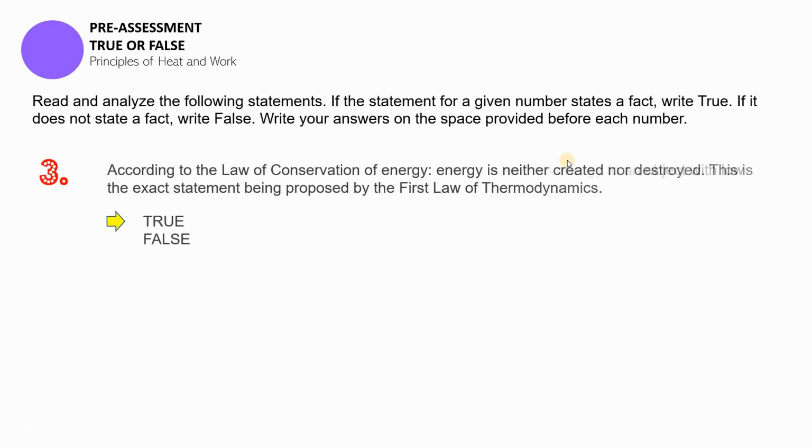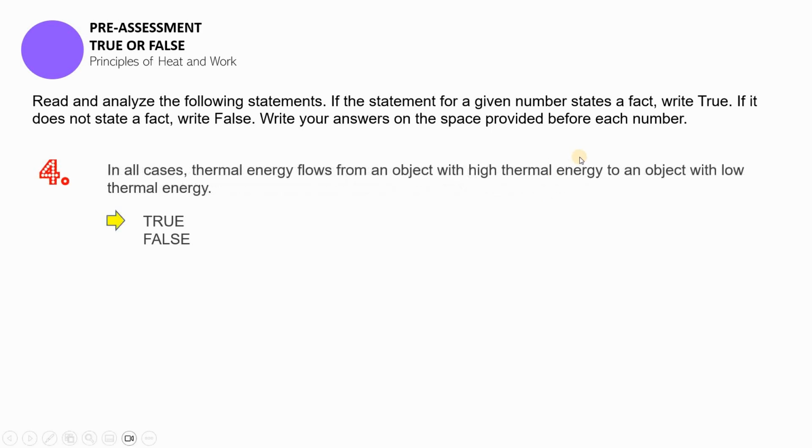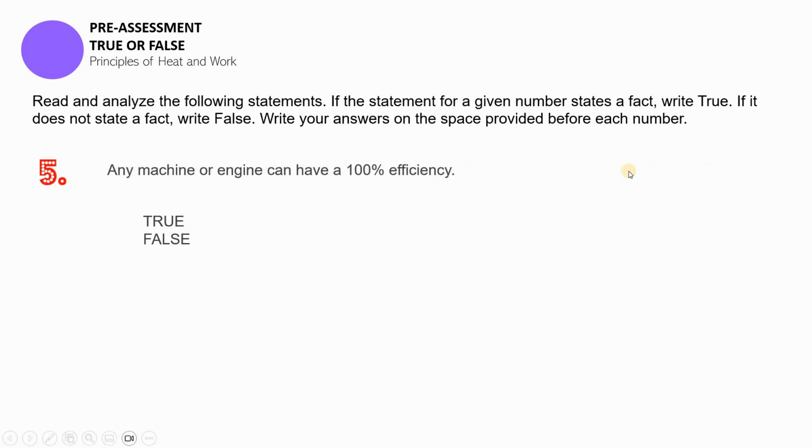Question number 4, the correct answer is true. Remember that a hotter object tends to transfer its thermal energy to a less hot object. So that's how you'll remember it. Okay, I hope that you will remember it that way. Let us now proceed to the fifth and last item. The correct answer is false. So actually, there is no machine yet that has a 100% efficiency.